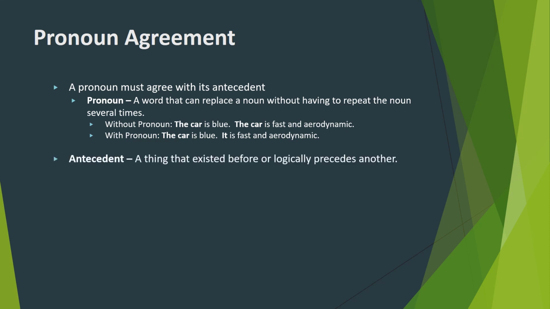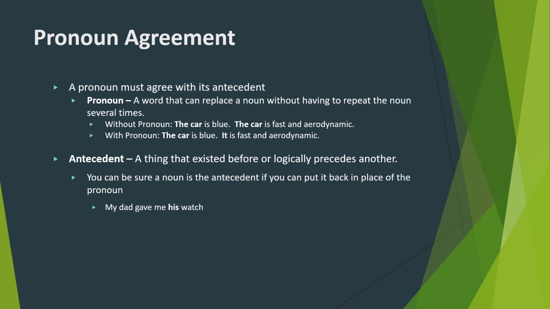And the antecedent is a thing that existed before or logically precedes another. So when we're talking about grammar, you can be sure a noun is the antecedent if you can put it back in the place of the pronoun. So my dad gave me his watch. That's the antecedent there, and you have to make sure that it does make sense. So, for instance, if I were to replace his with it, my dad gave me it watch, that's not a good pronoun. That's not a good antecedent to the watch.